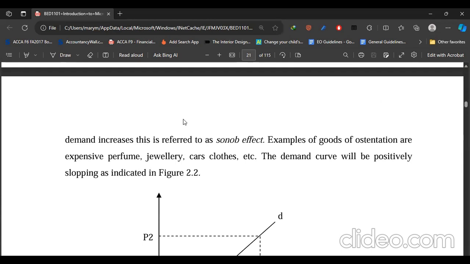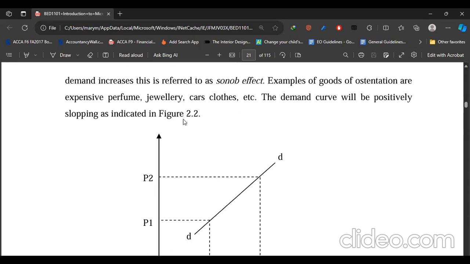If, for example, the demand increases and the price continues increasing, examples of goods of ostentation are expensive perfume, right? And these are the things: perfume, jewelries, cars, clothes, etc. And that is what I was able to give as the snob effect in terms of analysis of clothes, and the analysis of things that seem to be more of luxury. So the demand will be positively sloping, as indicated there.